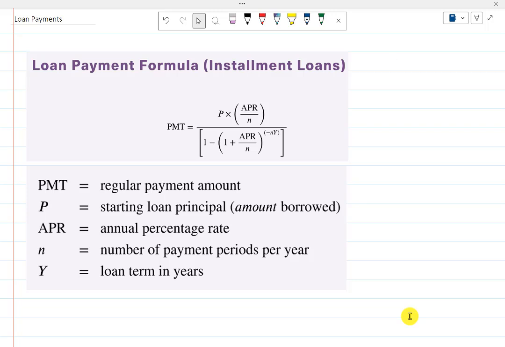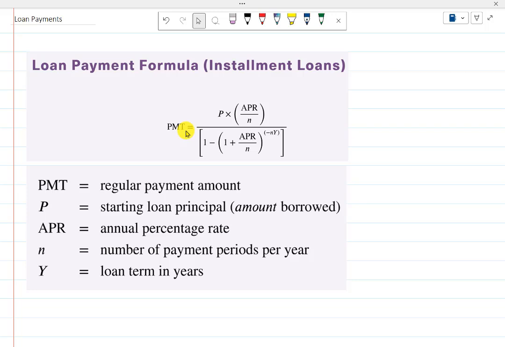What you're looking at in front of you right here is the payments on a loan. And all the letters are pretty much the same as they were previously. We have our APR, we have our N, and we have our Y. Except the one thing that's different here is the letter P. P is how much you borrowed to pay off, that's the amount that you borrow for the loan. And PMT is your regular payment. So usually these payments will be every month, and you'll have the same kind of payment every month.